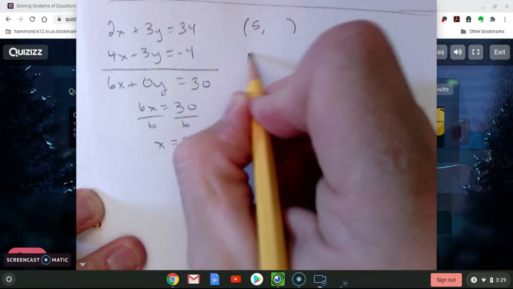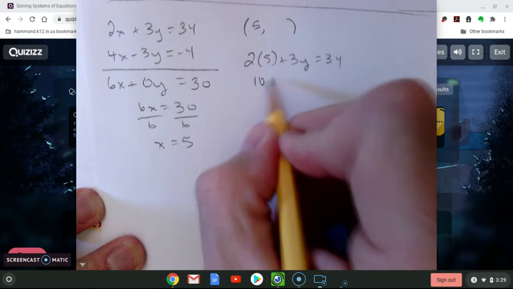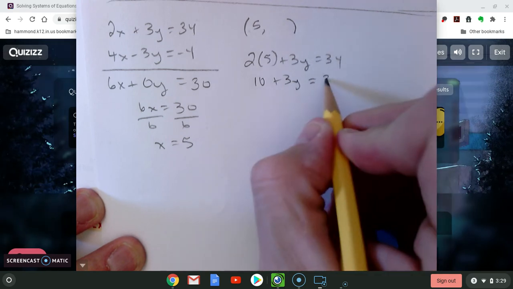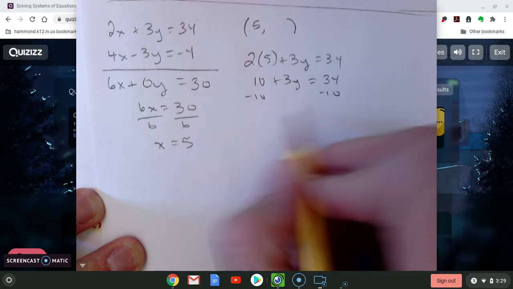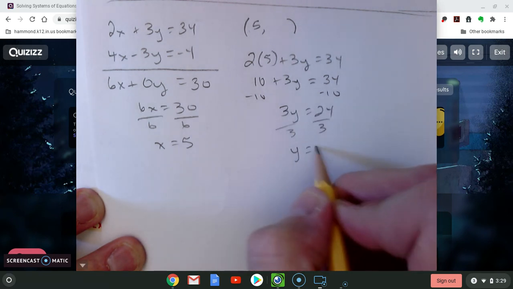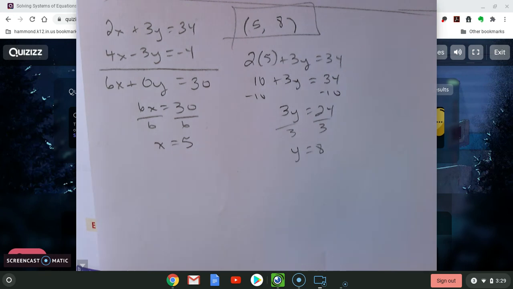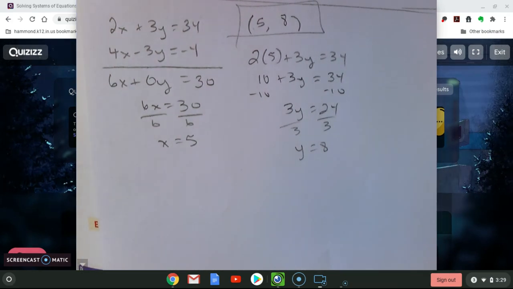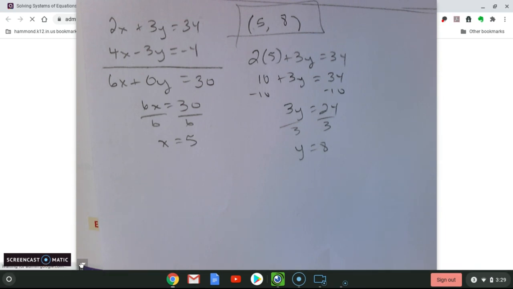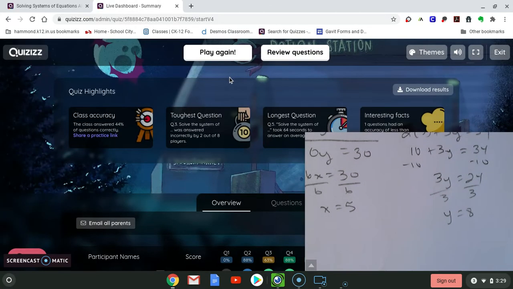All right, so let's substitute our 5 back in. And we find out that y equals 8. So our solution here is 5, 8. All right, I'd also like to go in and take a real quick look at a couple of the examples that we had when we did our quizzes today.